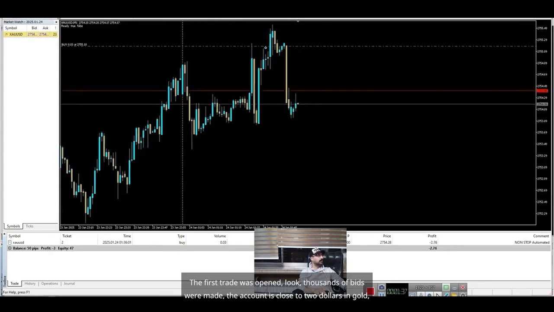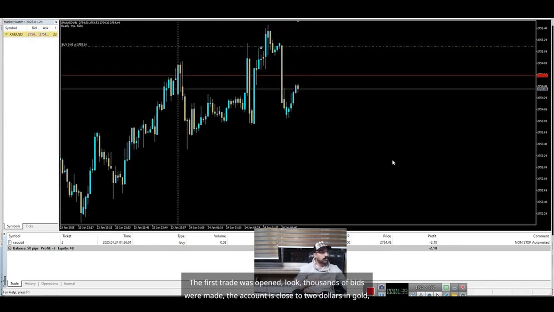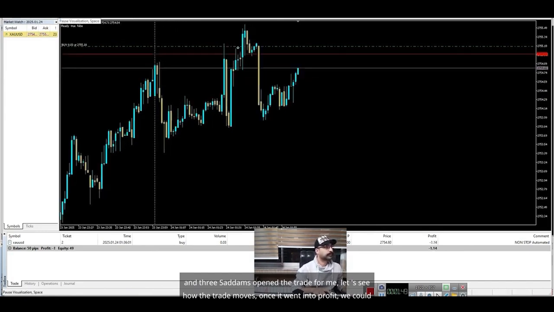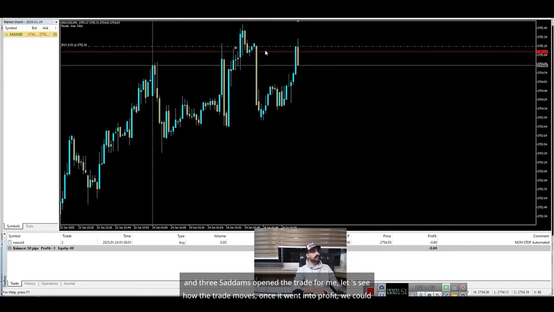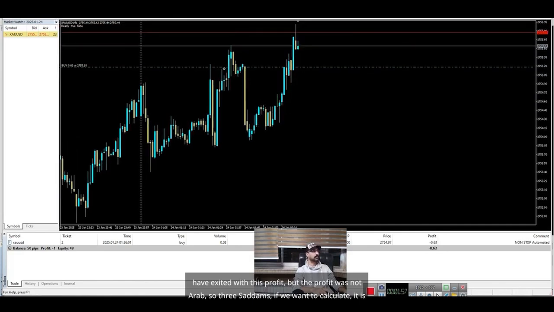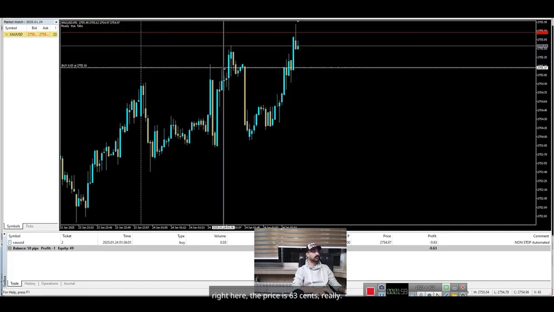The first trade was opened. Look, thousands of bids were made. The account is close to $2 in gold. And three lots opened the trade for me. Let's see how the trade moves. Once it went into profit, we could have exited with this profit. But the profit was not large, so with three lots, if we want to calculate, it is right here.